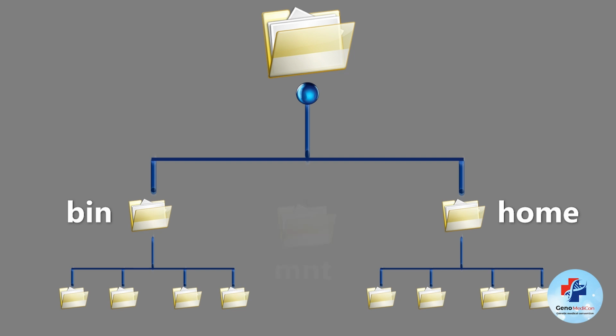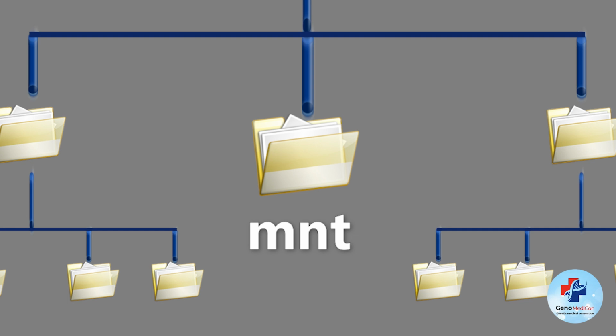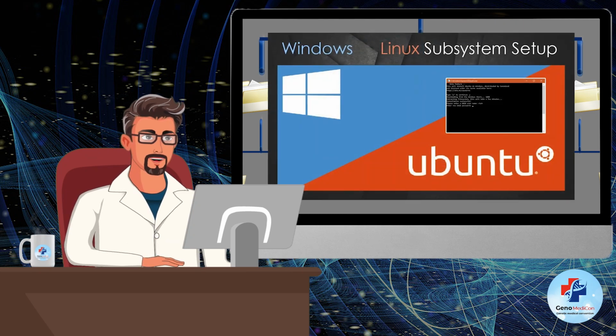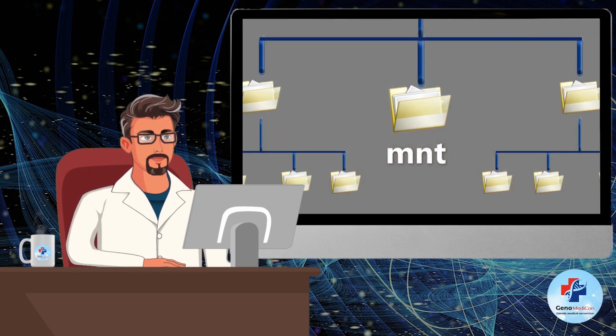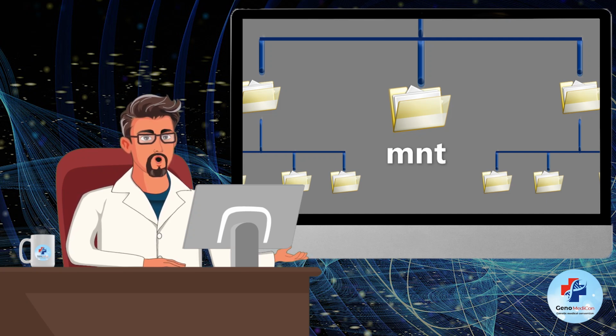You can find the mnt directory as well. This directory is traditionally reserved for temporary mounting file systems, such as external drives or network shares. However, if you have installed Linux through Windows Subsystem for Linux, or WSL, you will find that your Windows hard drives are also located in the mnt directory. So, if you were ever using WSL and wanted to access a file that exists in your Windows operating system, you need to define the file path through the mnt directory.